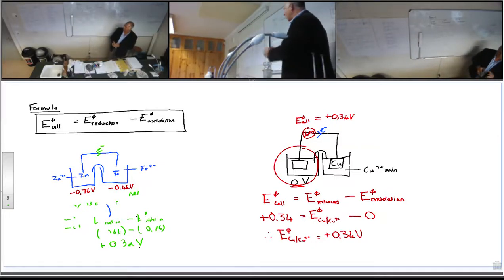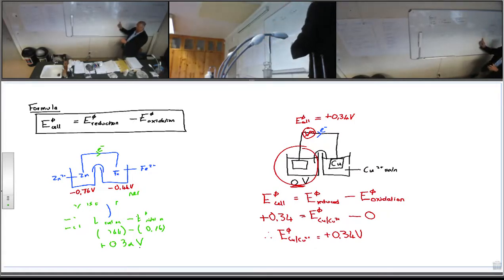That's what arbitrarily means. For no particular reason, hydrogen was chosen and given a value of 0.